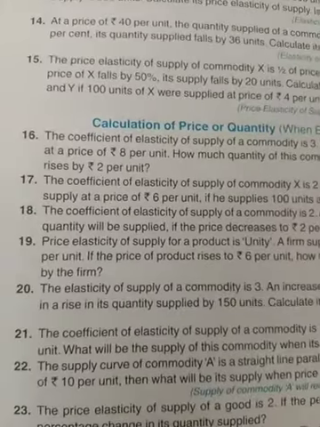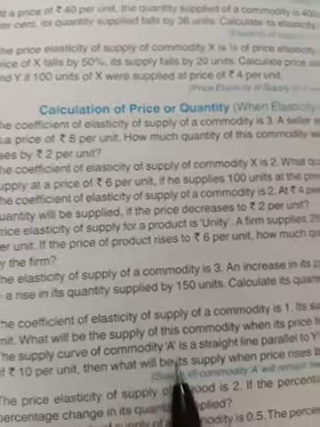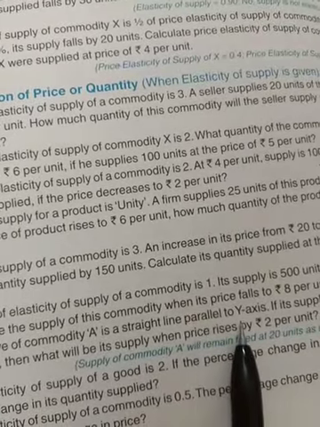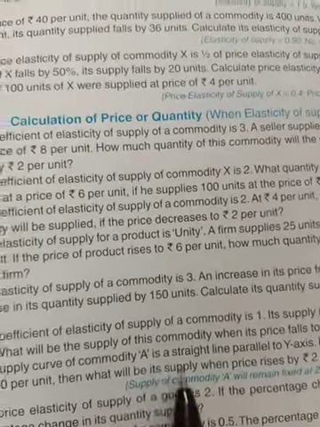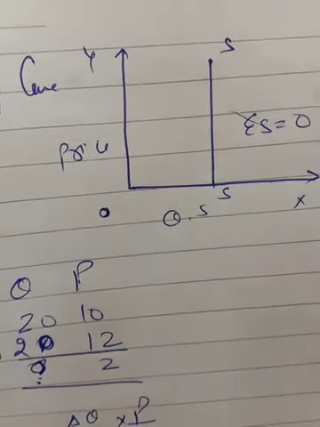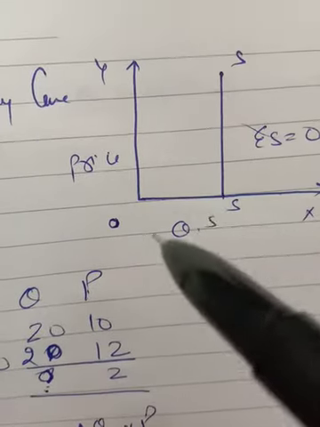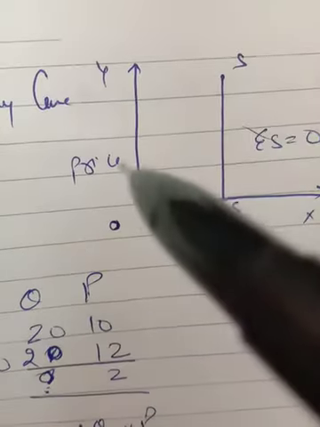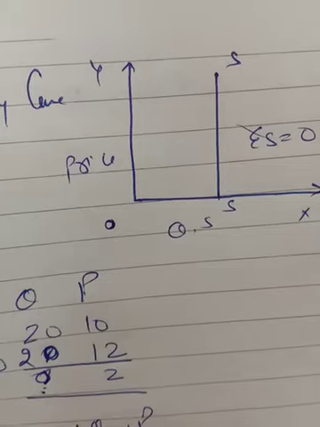Now here question number 22. The supply curve of a commodity A is a straight line parallel to the y-axis. So if you make the diagram of this supply curve, here I'm making the diagram of the supply curve, you will get the elasticity of supply equal to 0 because the supply curve is parallel to the y-axis. Supply is giving no response to price. That is why the elasticity of supply is equal to 0 here.